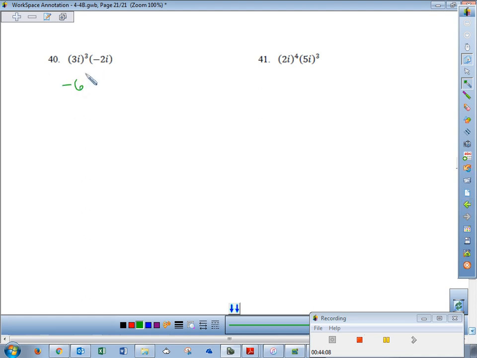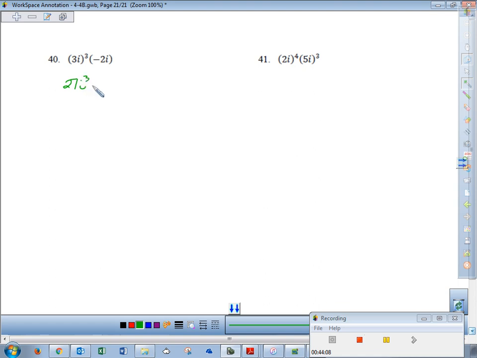Oh, wait a minute. My bad. I didn't read it correctly. We got this guy on the outside of parentheses, correct? So we need to do power to a power, right? So 3 has to get cubed. What's 3 cubed? 27. It's 3 times 3 times 3. And i has to get cubed. That would be i cubed.